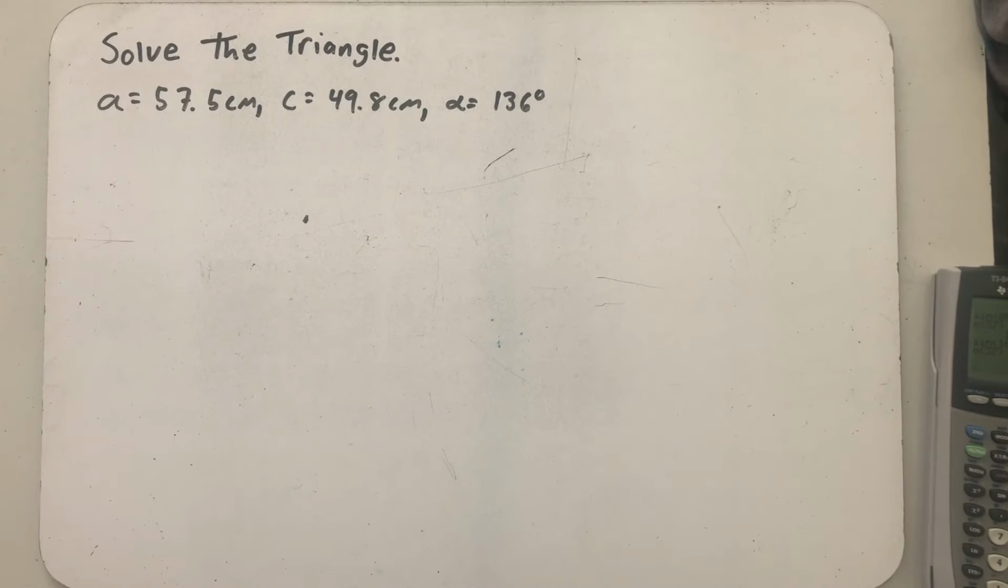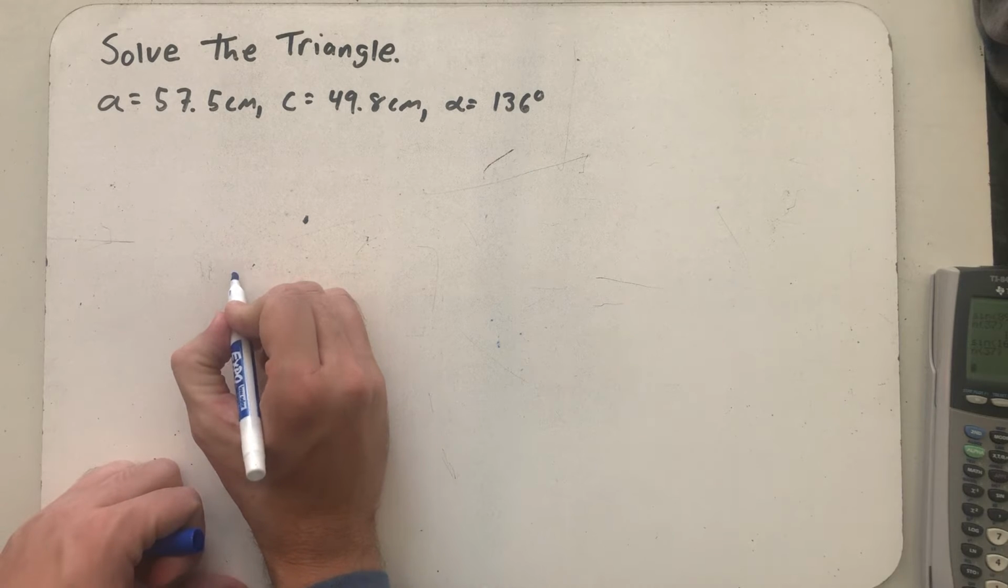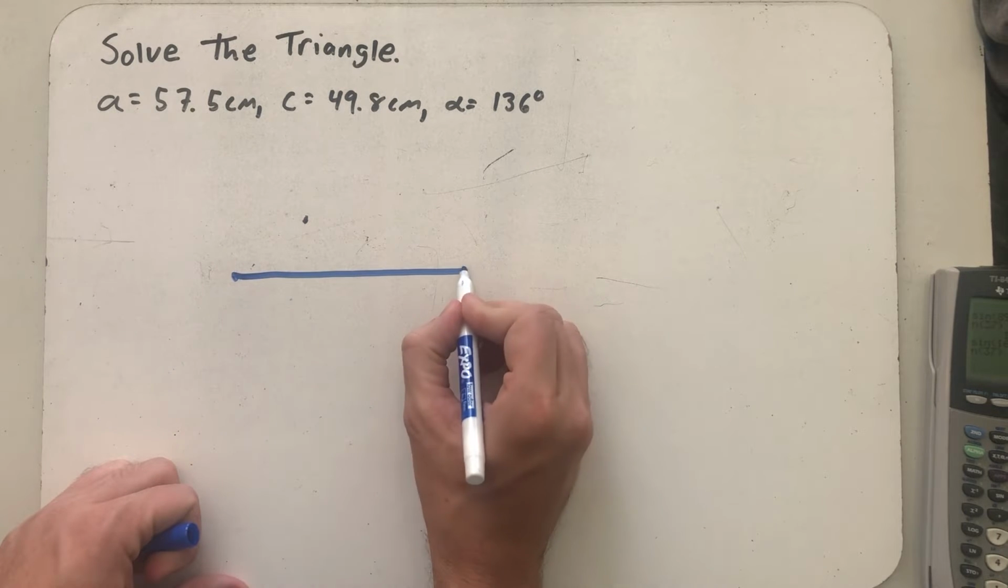Solve the triangle. A is equal to 57.5 centimeters, C is equal to 49.8 centimeters, and alpha is 136 degrees. So I have another side-side angle. This is our ambiguous case.